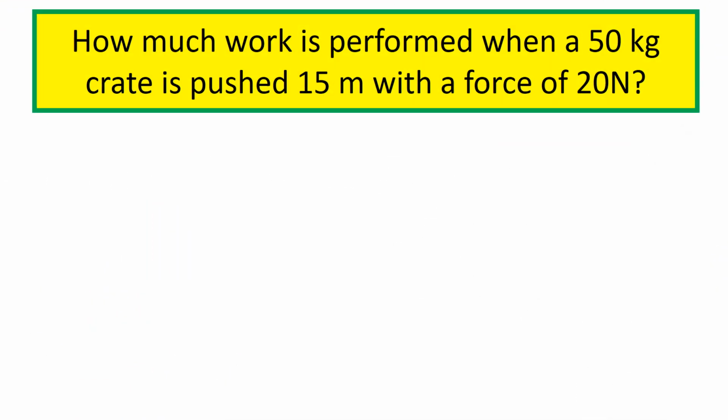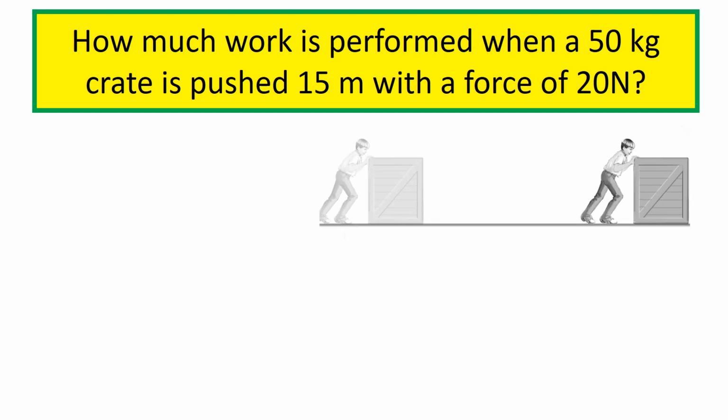Let's take a look at this example for calculating work. Okay, in this scenario, they want to know how much work is performed when a 50-kilogram crate is pushed 15 meters with a force of 20 newtons. Let's first start by identifying if work is actually done. First, is there a force applied? And in this case, yes, there is. And second, is there movement because of that force in the same direction? And in this case, yes, there is.